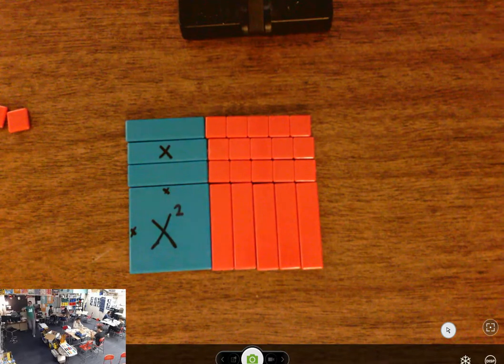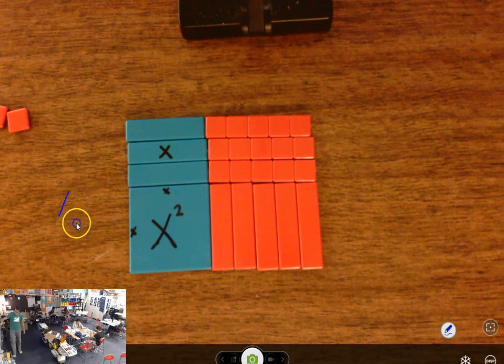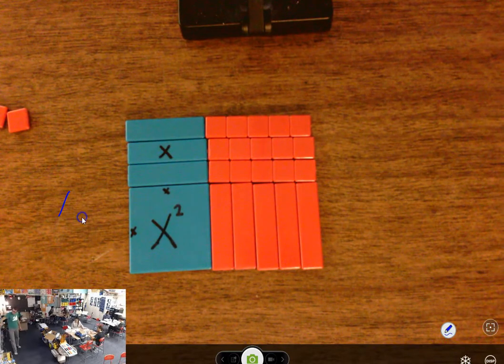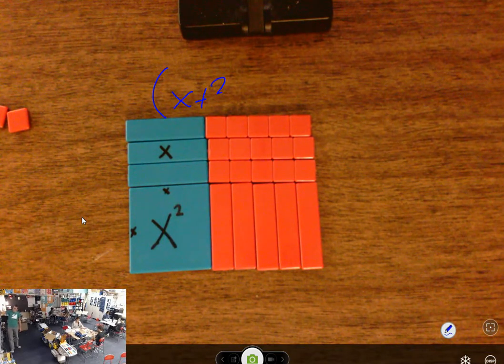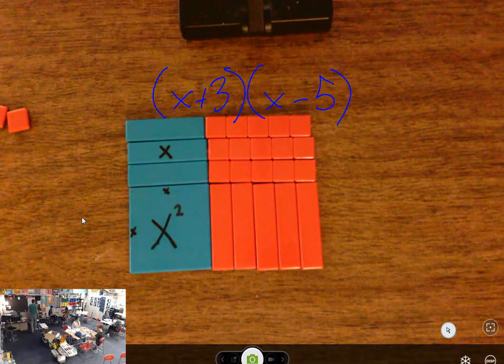What is my height now? x plus 3. Okay, I don't know why that part of the board doesn't work. x plus 3, what's my width? x minus 5. Getting a lot easier. Now, your 1 should actually flip down, for what it's worth.